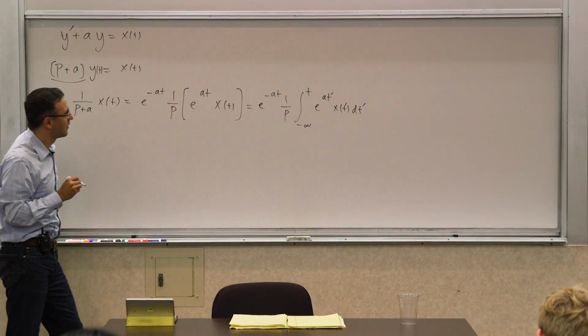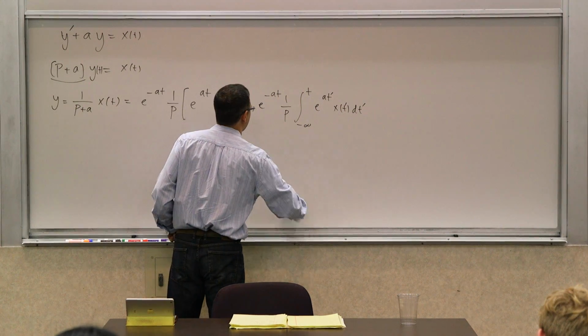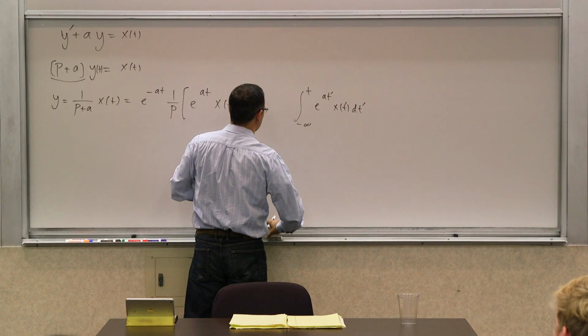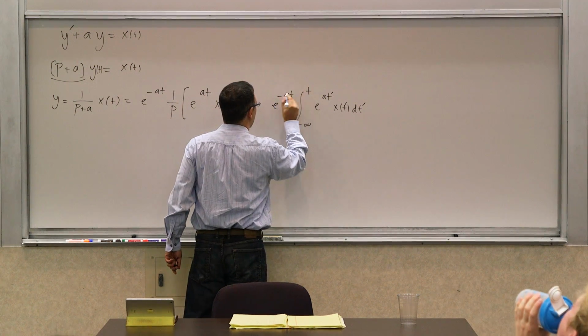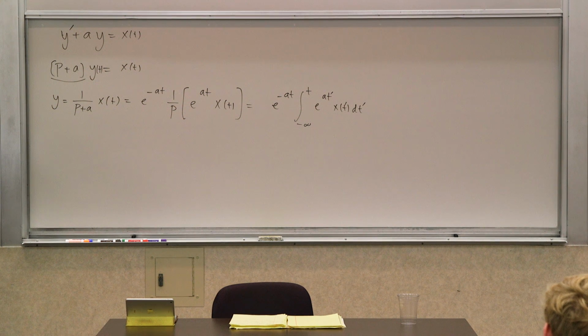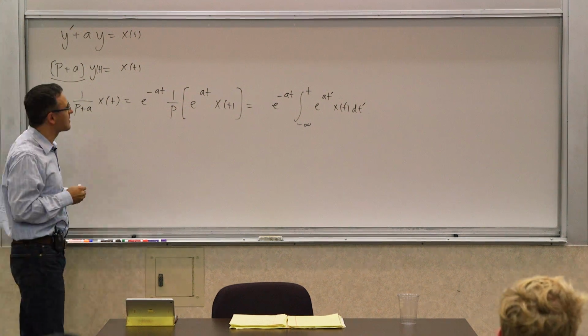Yes? Isn't the 1 over p supposed to be dropped? Yes, thank you. I don't need the 1 over p, because this is the 1 over p, e to the negative at. Thank you. So that's what that 1 over p means.